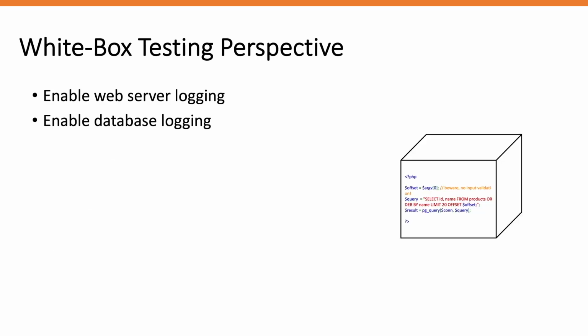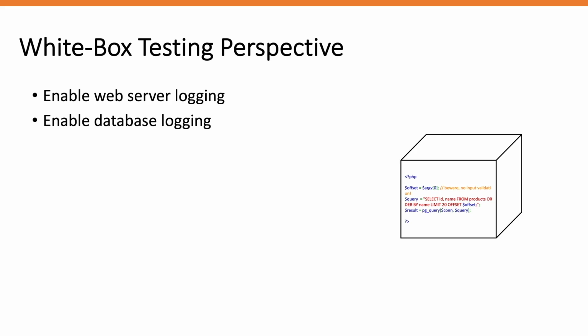Okay, next is white box testing perspective, where you're given the source code of the application. In this case, the first thing that I do is I enable web server logging and I enable database logging. Enabling logging at the web server level will help because when you're fuzzing the application, like we did with black box perspective, it will generate errors on all the different invalid characters that you input into the application. And then that helps you to detect that SQL injection exists, and then also to refine your payload later on.